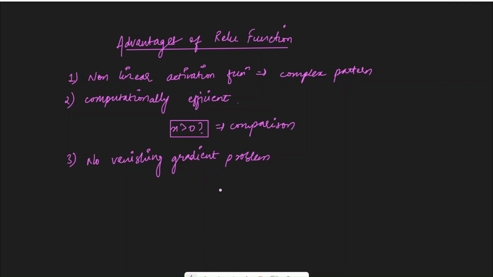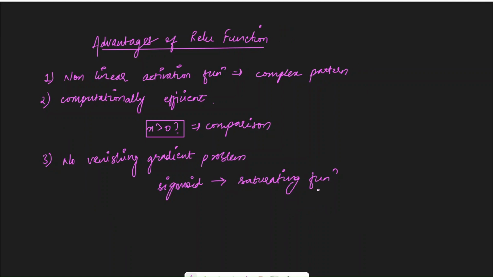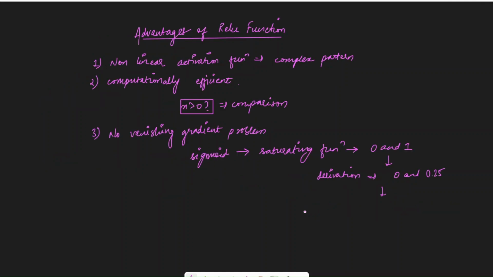So when we were using the sigmoid function as an activation function, we know that this is a saturating function. Again, if you don't know what a saturating function is, then please watch my previous video of sigmoid activation function. Because it is a saturating function, the output is bounded, between 0 and 1. Also, its derivative is a very small value. The derivative lies between 0 and 0.25. So now when we are doing backpropagation, let us take an example.